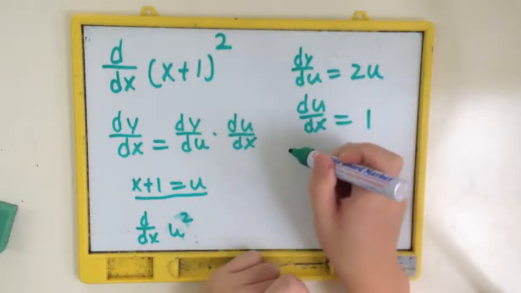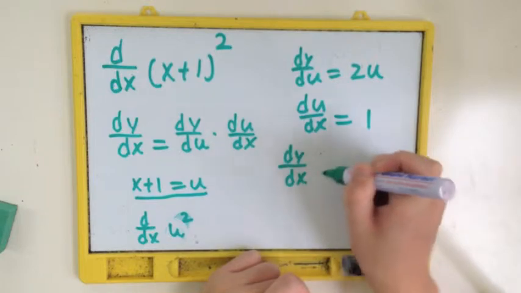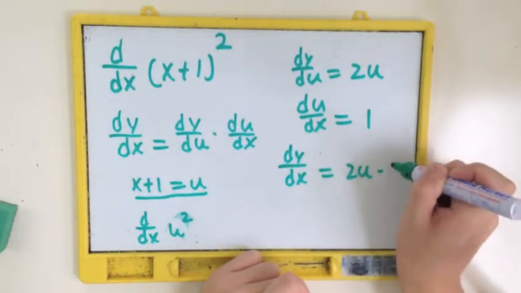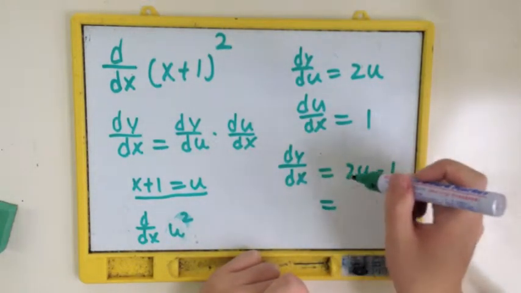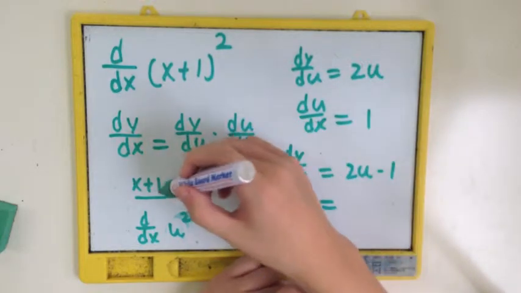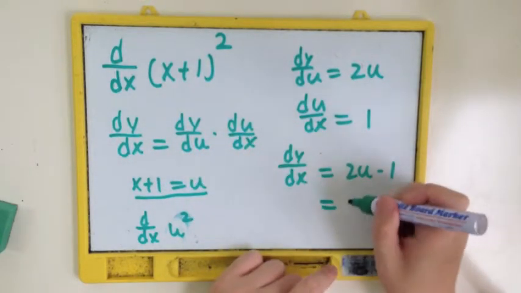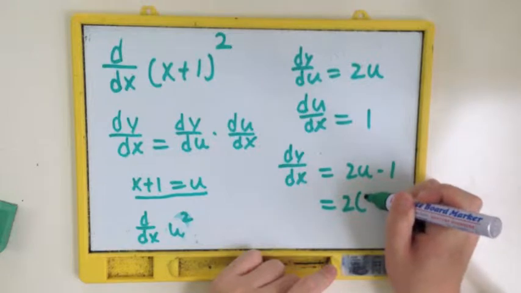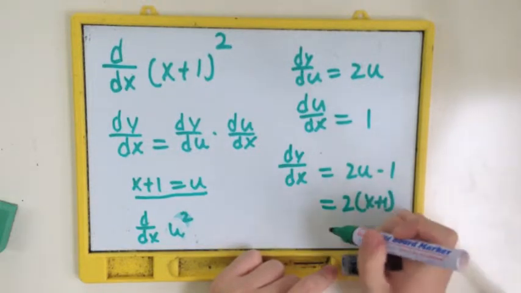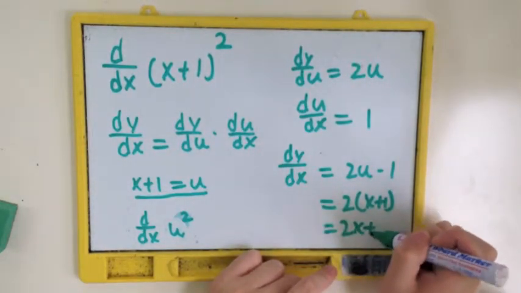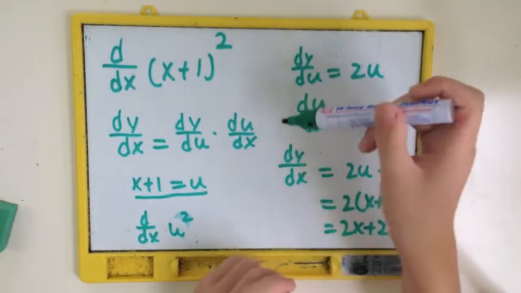So when we combine them together, dy over dx equals 2u times 1, which equals 2u. Then we plug in u equals x plus 1, so it becomes 2 times (x plus 1), which equals 2x plus 2. And that will be the differential of (x plus 1) squared.